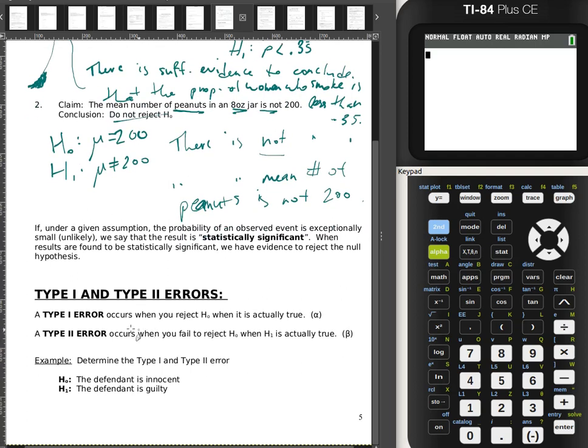And then we will get into this idea of type 1 and type 2 errors and just describe these briefly in the next video, and then we will see a full-blown example of testing a hypothesis.